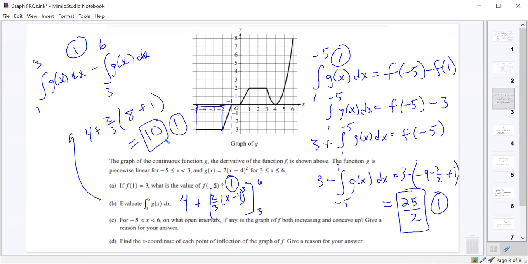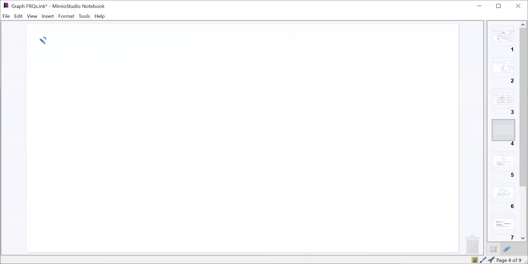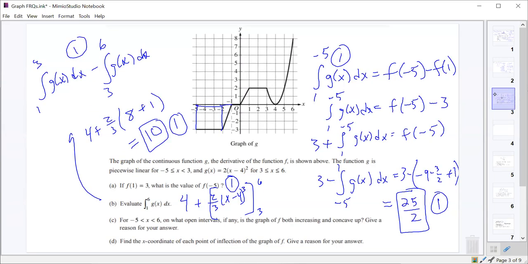All right. So for part C, it says that for -5 to 6, we want to know, are there any places where f is increasing and f is concave up? So if f is increasing, that means that f prime had better be positive. And if f is concave up, it had better mean that f double prime is positive. Well, if g is the derivative of f, this would indicate that g would need to be positive and that g prime would need to be positive.